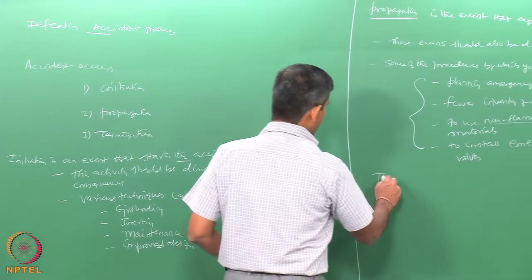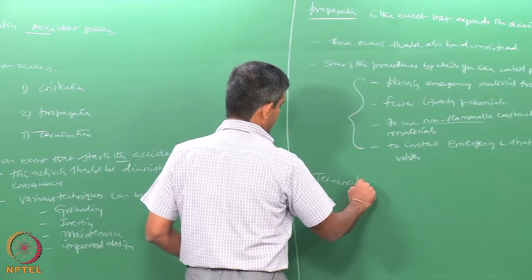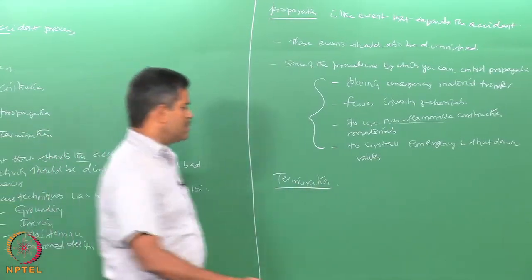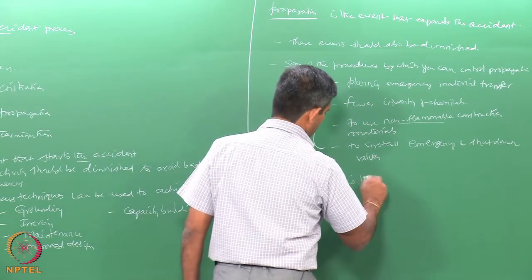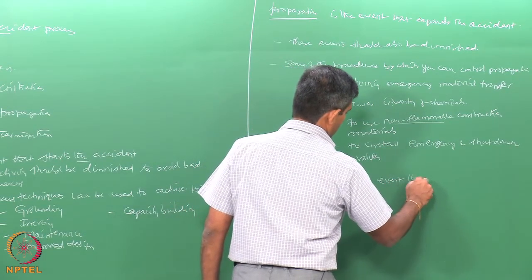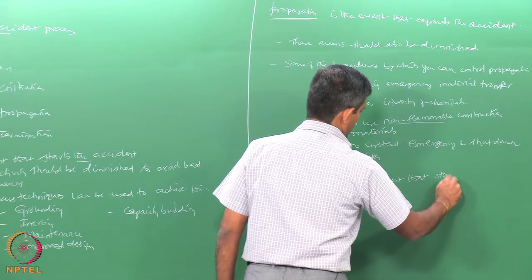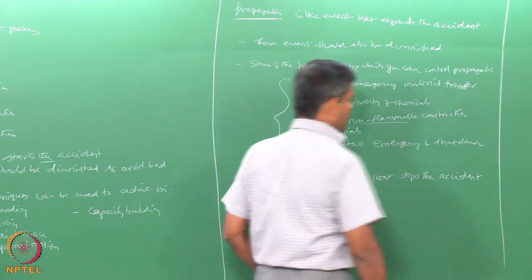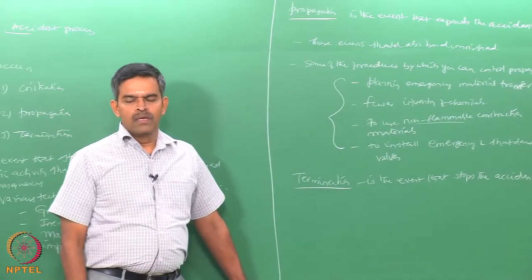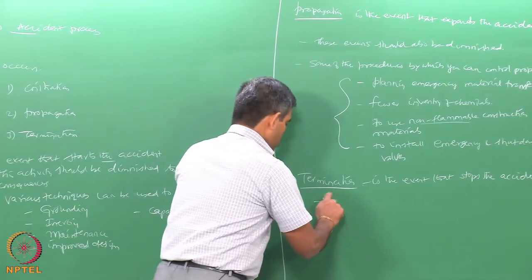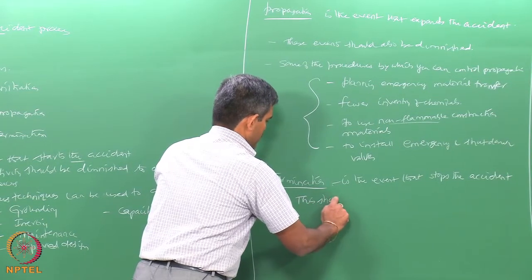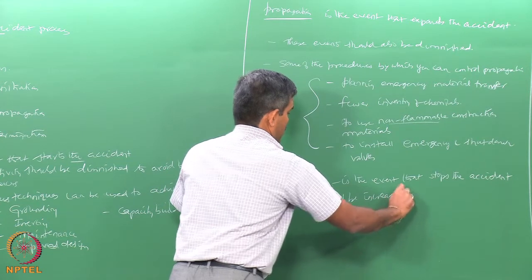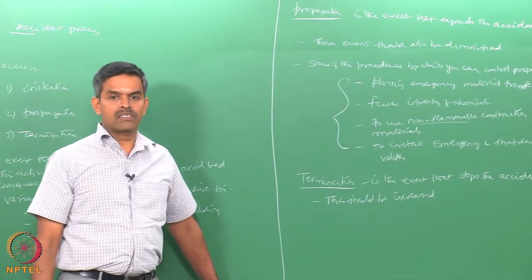The third one could be the termination. Termination is actually the event that stops the accident. So, the word terminates refers to stopping. For a better design, this should be increased for better and effective control over the accident.